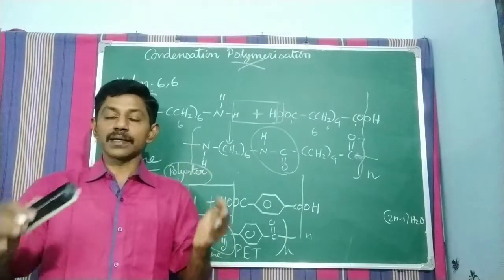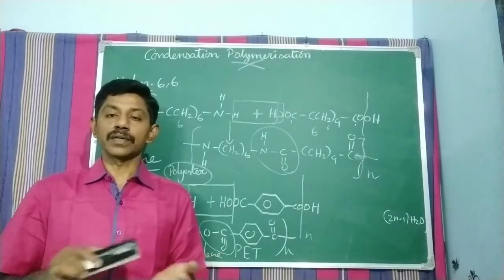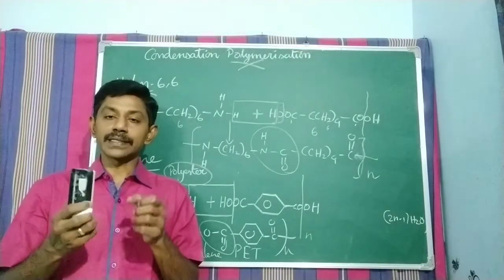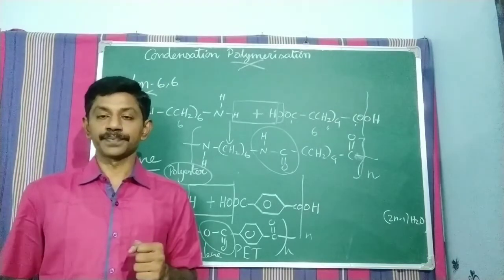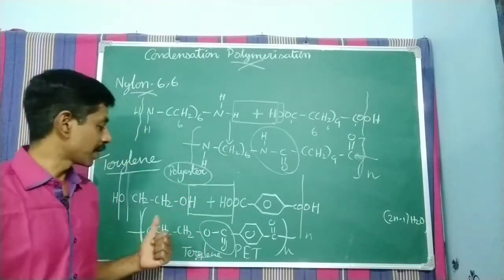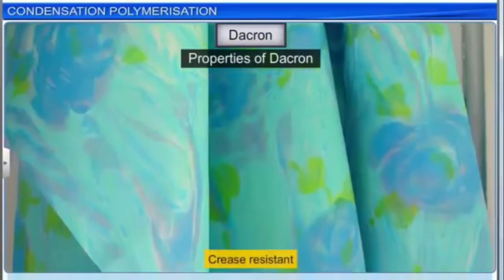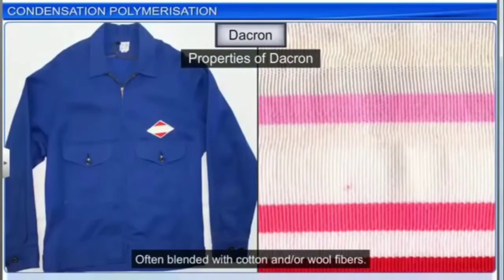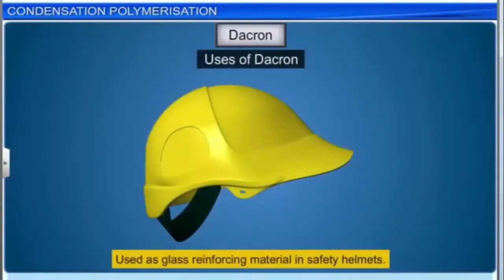Sometimes inside the helmet they prepare a layer of terylene so that the tensile strength of that helmet can be assured. So this is how they prepare terylene. It is crease resistant. Therefore, it is often blended with cotton and wool. It is also used as a glass reinforcing material in safety helmets.